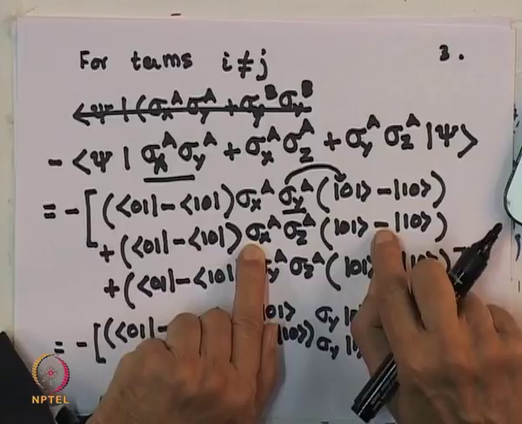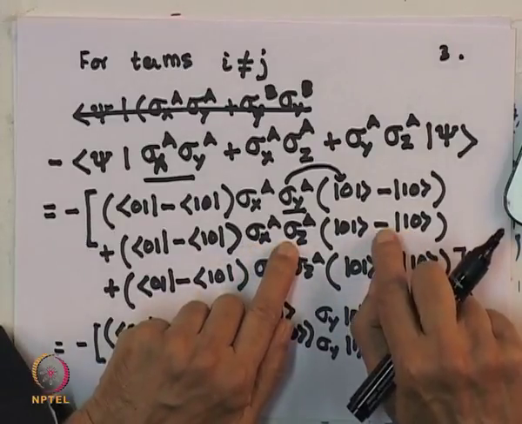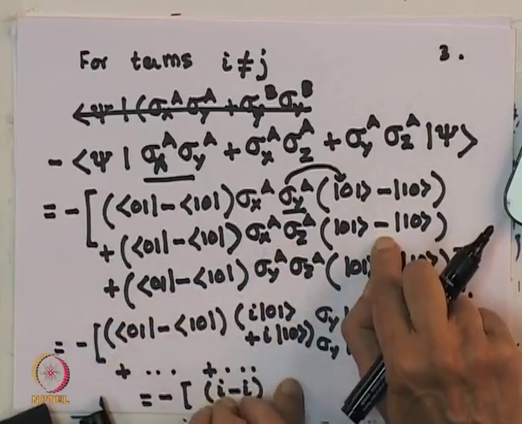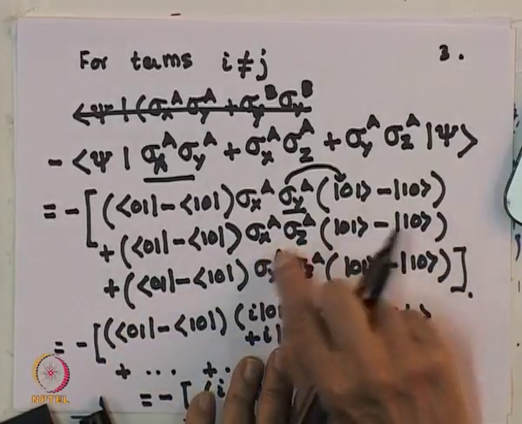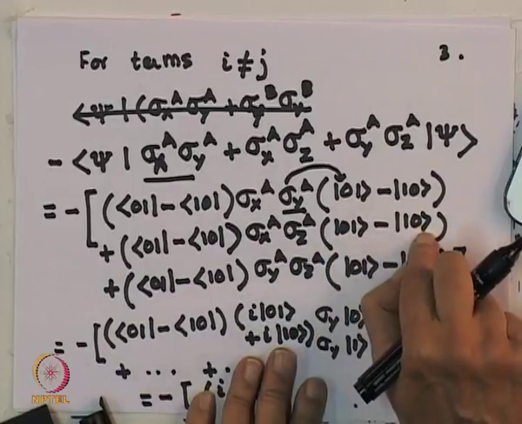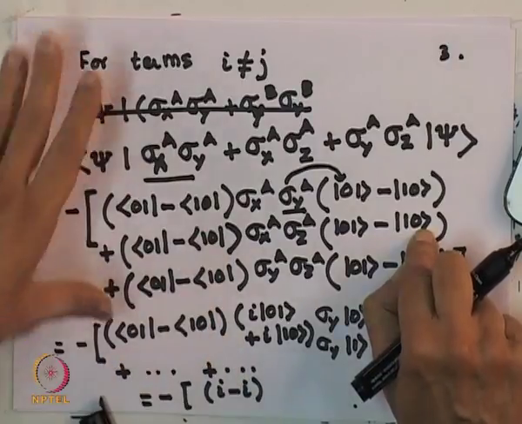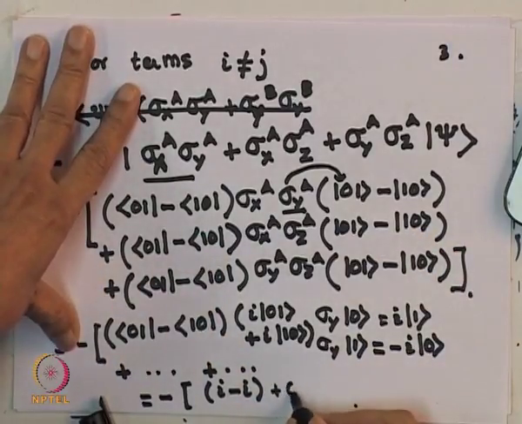Now similar is the situation here. Sigma z acting on 1 gives me minus 1, so this minus sign will become plus sign. But then sigma x acting on that 1 will give me 0. So the state that I will get here will be 1, 1 minus 0, 0, which is of course orthogonal to this state. So therefore I have my second term as 0.